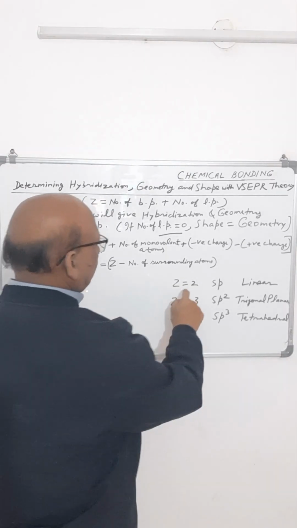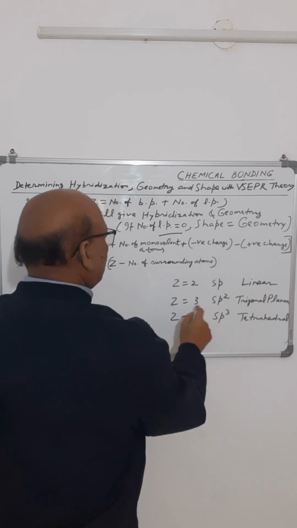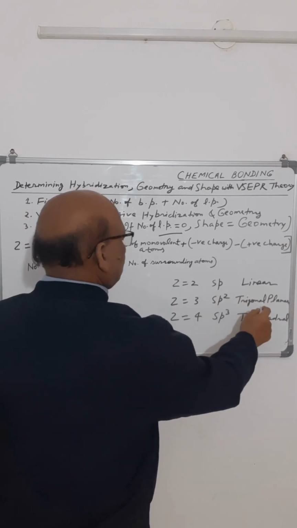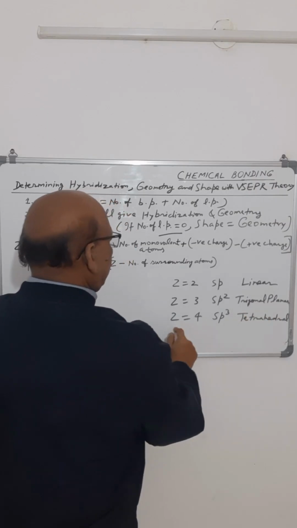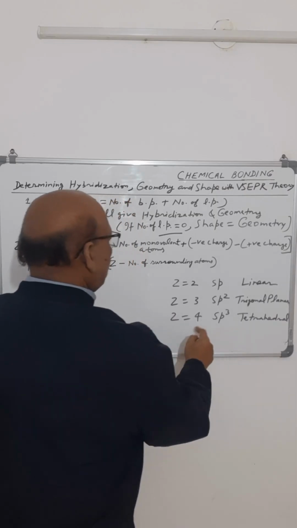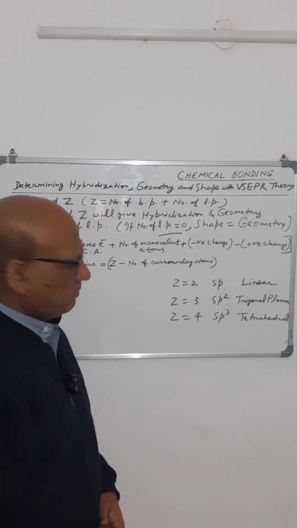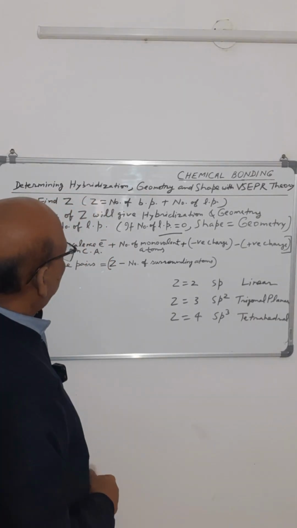geometry. Suppose Z की वैल्यू 2 आती है, then it is sp hybridization and geometry will be linear. Z equal to 3, then sp2 and the geometry will be trigonal planar. If Z equal to 4, it is sp3 and geometry will be tetrahedral. If Z equal to 5, then it will be sp3d and the geometry will be trigonal bipyramidal. तो इस तरह से हमें geometry पता चल जाएगी.